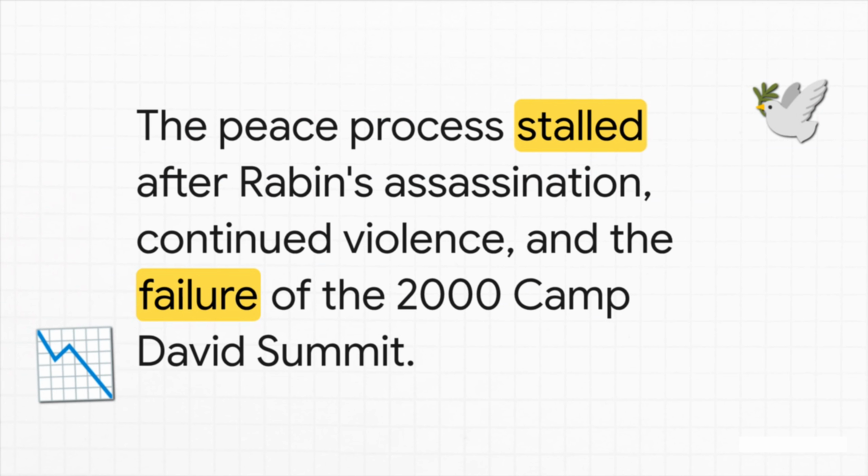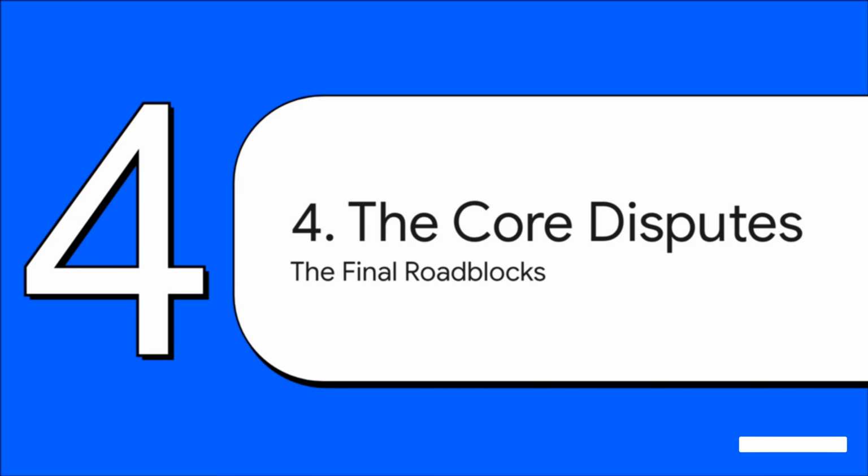But that hope, it didn't last. In 1995, Prime Minister Rabin was assassinated by an Israeli extremist who was against the peace deal. That was a body blow. Add to that continued violence from Palestinian groups who also rejected the deal. And then the final nail in the coffin was the failure of the Camp David talks in 2000. They just couldn't agree on the big issues, and the whole thing just fell apart, collapsing right into the Second Intifada. So why? Why is this so hard to solve?